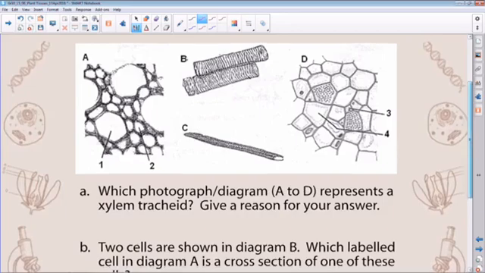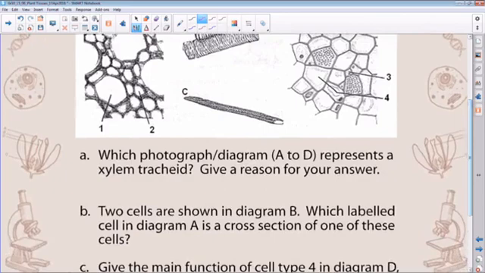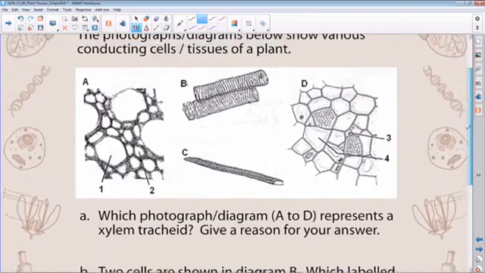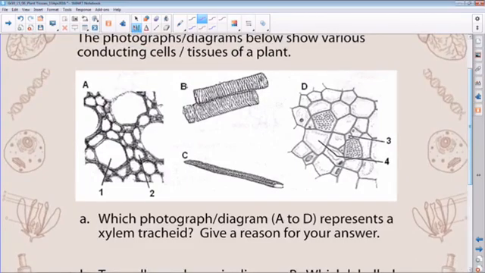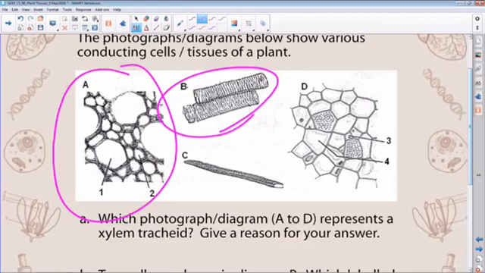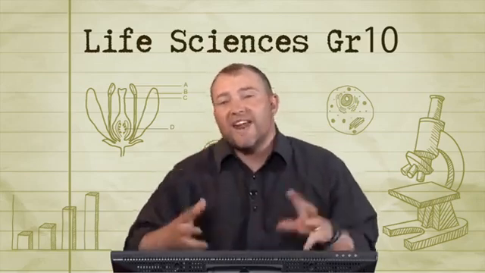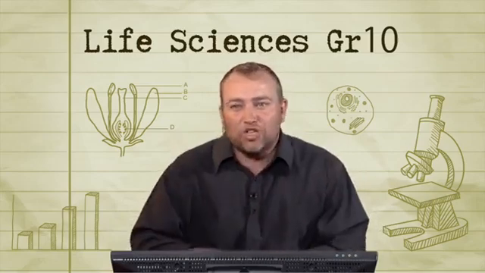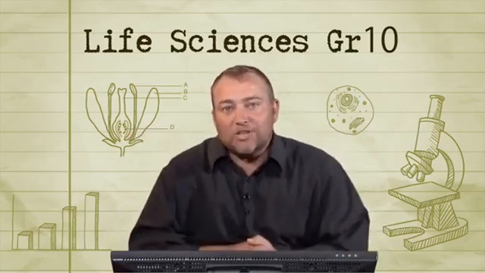The next one, they'll say, 2 cells are shown in diagram B. Diagram A is a cross-section of one of these cells. So if I have a look at this one here, which one is where, 1 or 2? Those are the type of questions that they're going to ask you in your tests. So trust me on this, make sure you go around, have a look, learn as much as you possibly can. But there's no more time today.